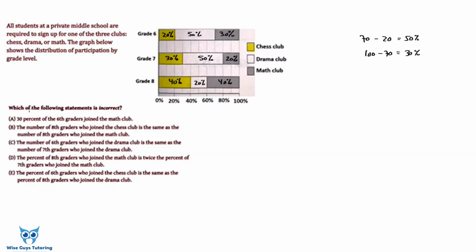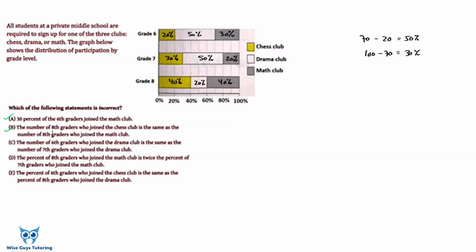Now let's check them. A says 30% of the 6th graders joined the math club. Math is the gray one, so 30%. Yes, that one is good. Safe. I don't know why these exams are making us chop them off one by one. I feel like we're on a game show. B says the number of 8th graders who joined the chess club is the same as the number who joined the math club. So 8th chess is 40, and 8th math is 40. Yes, they are the same.